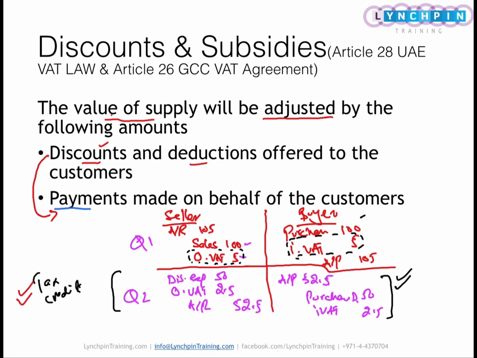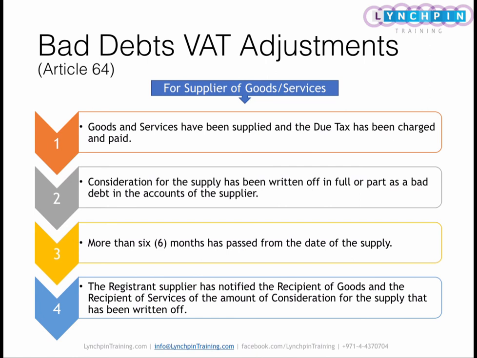Second area is that in case you have any payments made on behalf of the customer, you can adjust your value of supply. Let's take an example here that I'm a lawyer and I'm filing a court case or any expense on behalf of my client. In this case, I may adjust the value of my supply, and I won't be charging VAT on the specific amount that I have adjusted. Let's now see in what scenarios bad debts can be recorded.